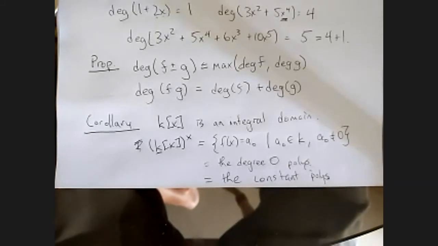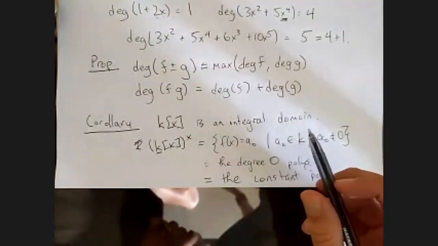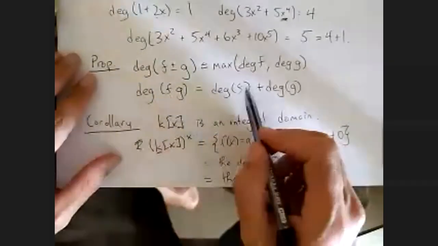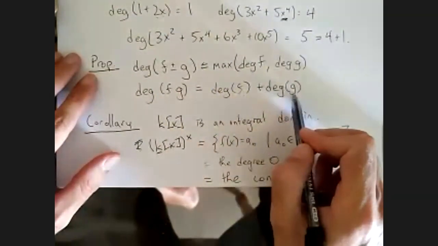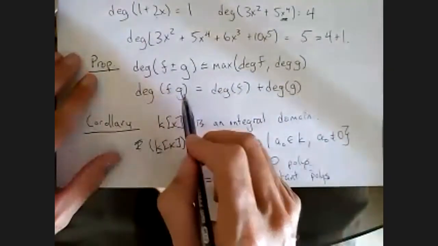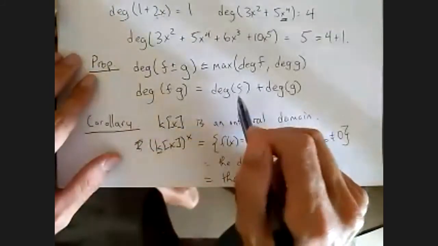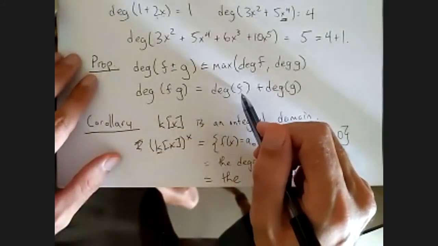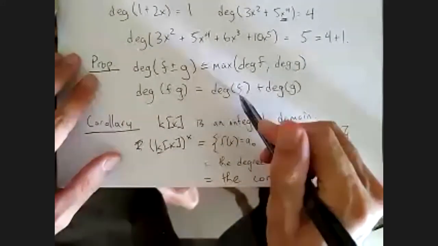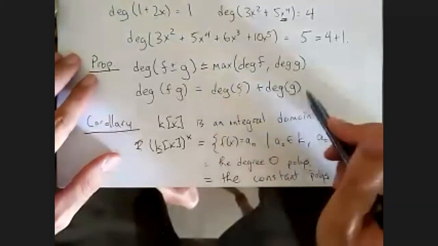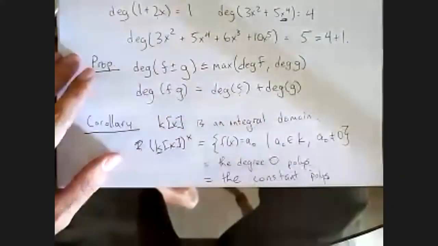Okay, so the reason I say this is a corollary is because if f and g are non-zero, then their degrees are well defined. But if f times g is 0, then this is not defined. It just says that when you multiply two polynomials together, you get a polynomial with higher degrees. So you can't suddenly get 0.